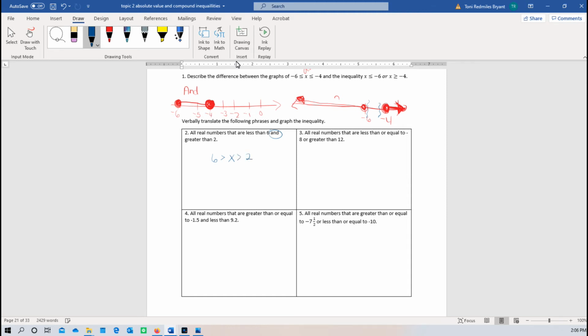Now, you could have also said, hey, that looks sloppy to me, and it does. So we should start from our lowest number and go to our highest, just as long as you get your signs right. X has to be greater than 2, and it has to be less than 6.